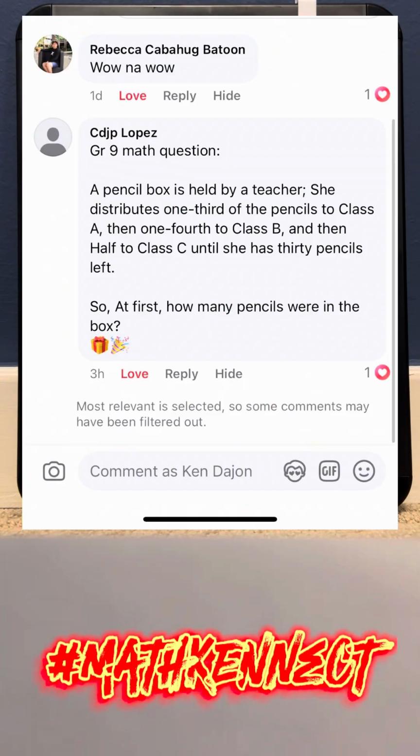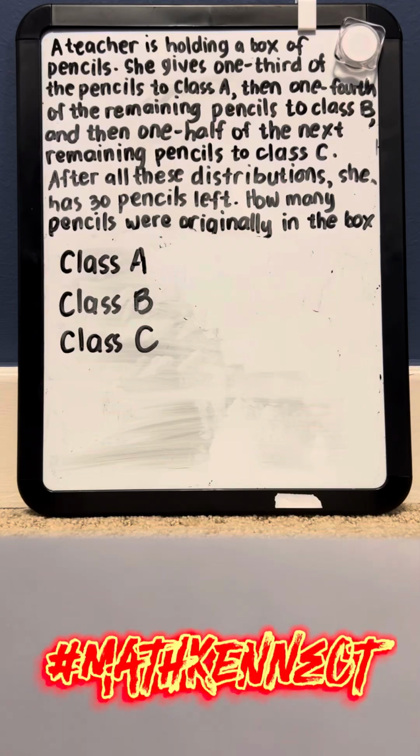Today we have a question dropped to us in a comment section by CDJP Lopez. Unfortunately, CDJP, your question is unsolvable. However, I revised the question so that we can possibly answer the question you have given. So this is the question.